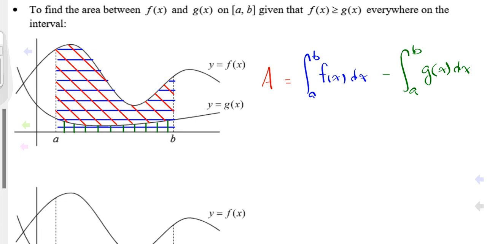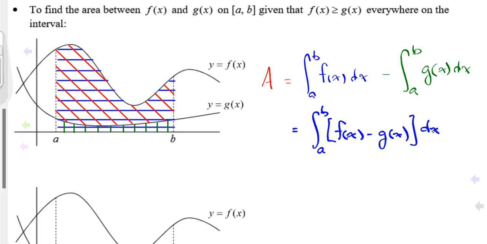Good. We could write it like that. So we could do the integral separately. But since the bounds are the same from a to b, we could just say this is the integral from a to b of f of x minus g of x dx. Both ways work. So you can use either way: find the area of the one, the area of the other, and then subtract. Or subtract the two functions first, and then do the antiderivative.